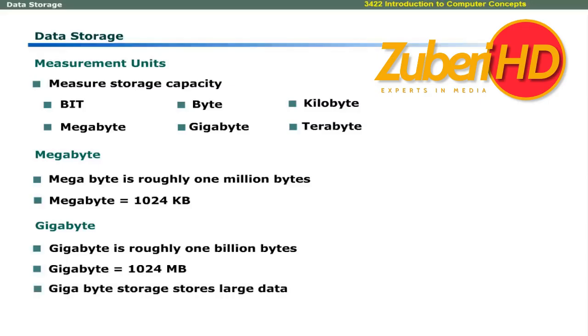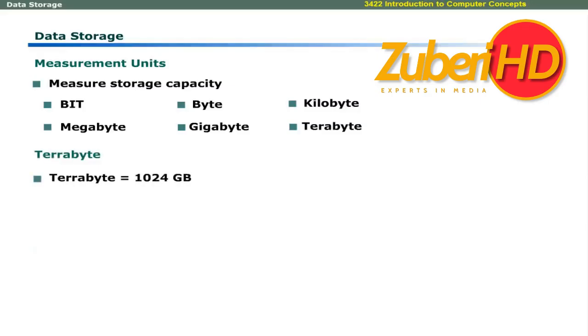Gigabyte storage can store enormous amount of data. A terabyte is equivalent to 1024 gigabytes. Terabyte is a huge storage capacity, and it can store hundreds of thousands of printed pages and information that may require thousands of CDs and DVDs.